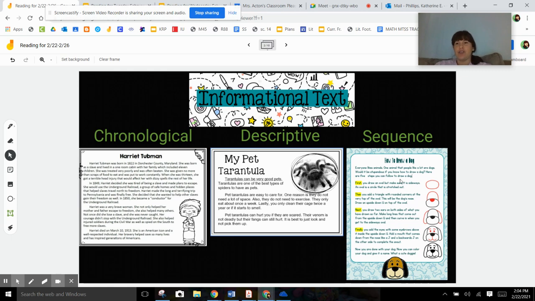And the last one is sequence. And as you can see, this is the how to draw a dog. And it's a sequence because things are going in a certain order. Kind of like chronological, but with sequencing, you're thinking about what you're getting ready to do. Chronological is something that's already happened in the past.